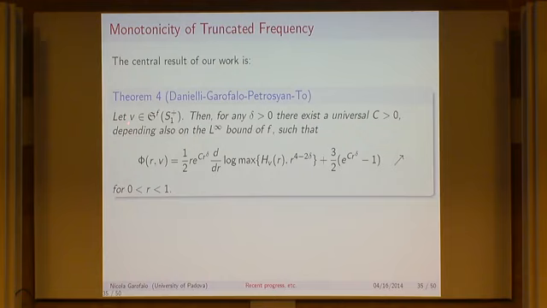V is a normalized solution to the Signorini problem in this half strip S1 plus, with a right-hand side, so V satisfies the equation H of V equals F. This F here as a superscript will denote the solution of the Signorini problem with the right-hand side. And we had to incorporate the right-hand side because we have it in our problem. So then, for any delta bigger than 0, there exists a universal constant c bigger than 0, depending also on the L-infinity bound on f.